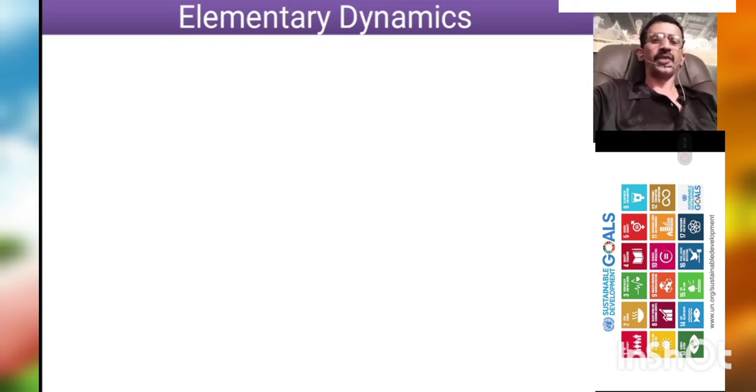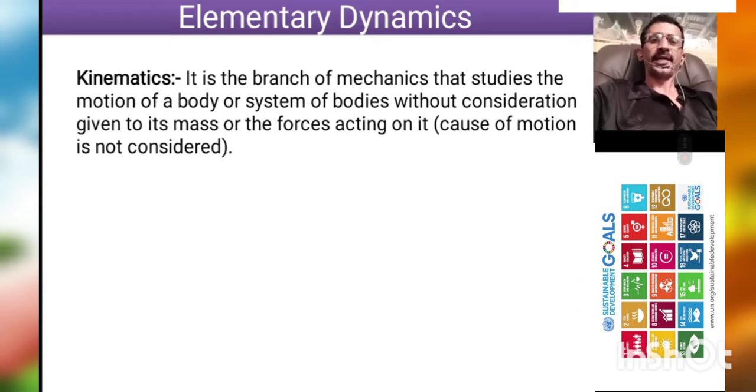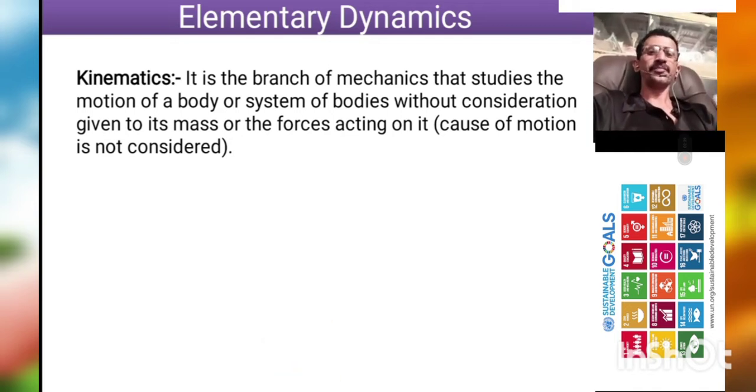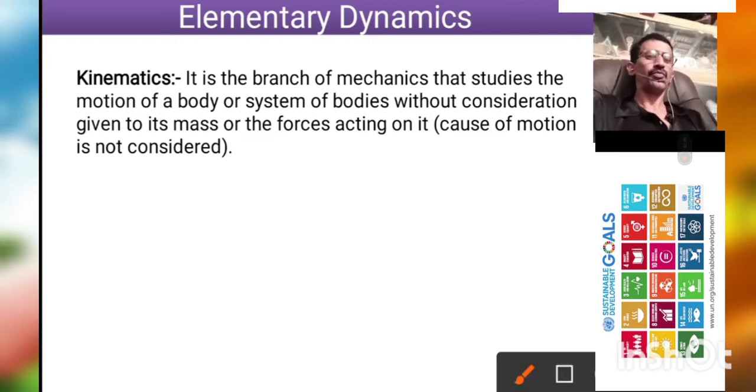Okay. To begin with, let's define kinematics. It is a branch of mechanics that studies the motion of a body or a system of bodies without consideration given to its mass or the forces acting on it. The cause of motion is not considered. So the body is moving, there's no doubt about it.